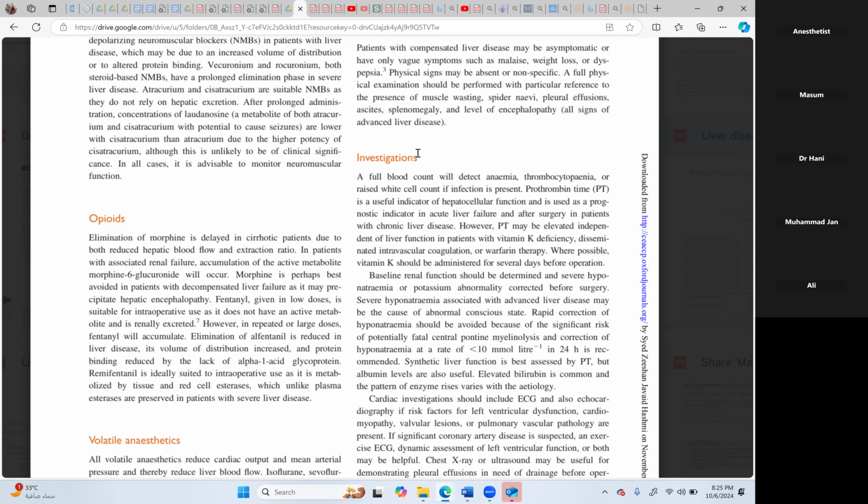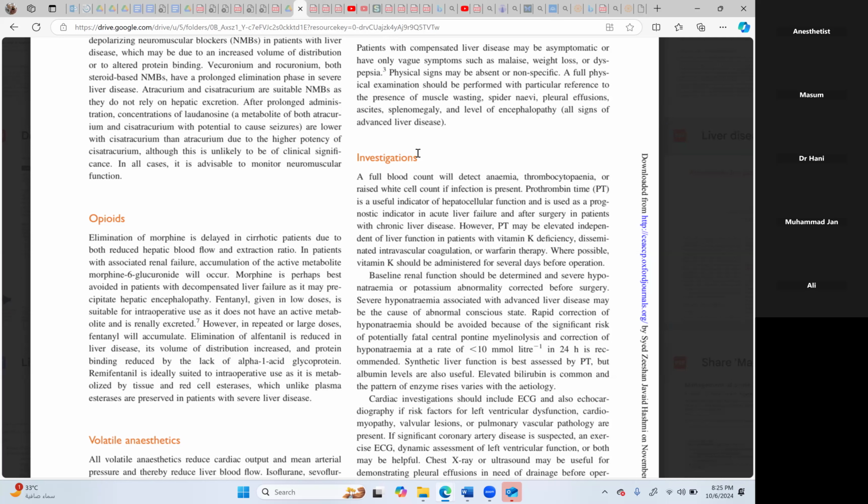The other fentanyls I have used in my life are alfentanil and sufentanil, but because we don't use them frequently, we forget. But for MCQs, you should know the effects of each of them. Elimination of alfentanil is reduced in liver disease. Its volume of distribution is increased and protein binding reduced by the lack of alpha-1 glycoprotein. Remifentanil is ideally suited to intraoperative use. So with reference to opioids, if someone asks, morphine is better avoided because of multifactorial harmful effects. Fentanyl can be used. Remifentanil is ideal.